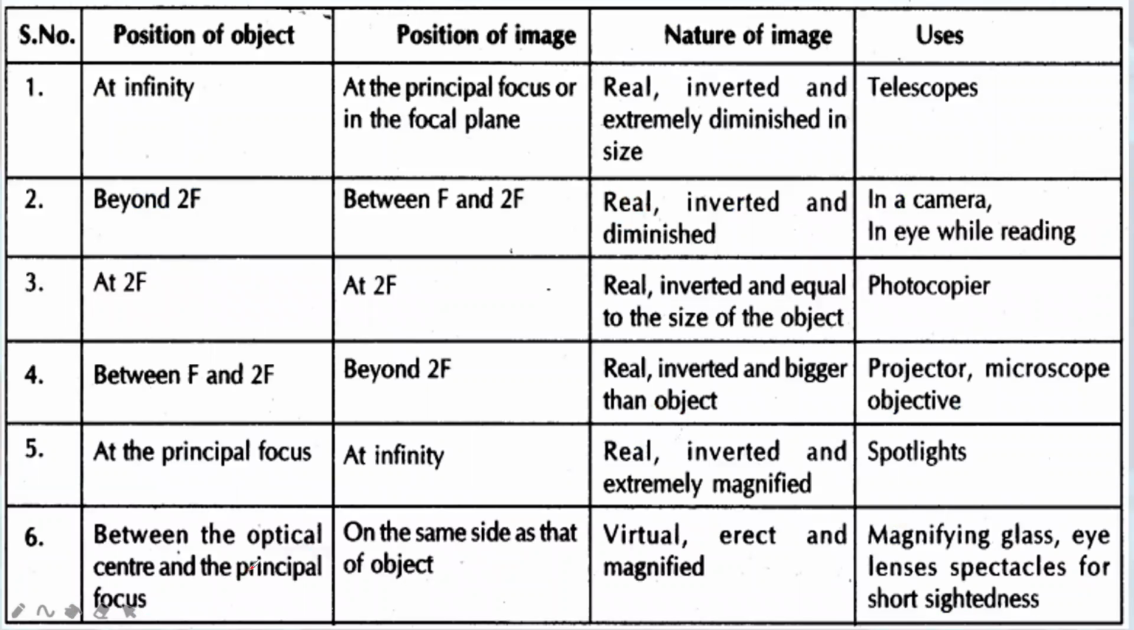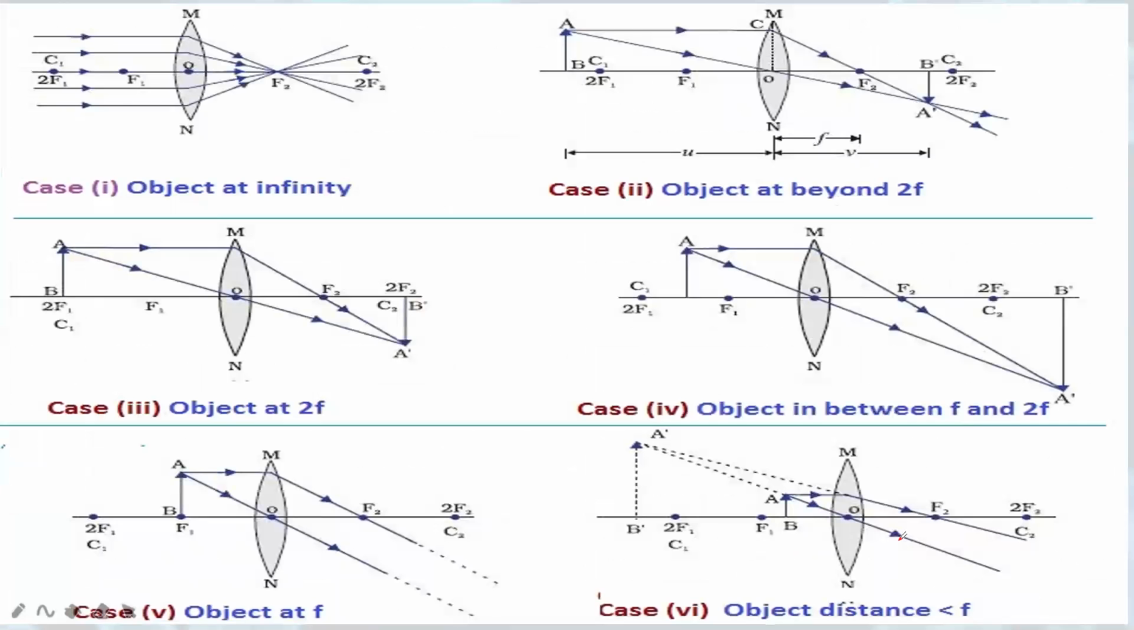Sixth case is between the optical center and the principal focus. The image is formed on the same side as that of the object. Now this image, because it is forming on the same side, it will be virtual, erect and magnified. As you can see in magnifying glasses, eye lenses for short-sightedness. Here the object is very small, the image is extremely magnified and it is present on the same side. That's why it is a virtual image.